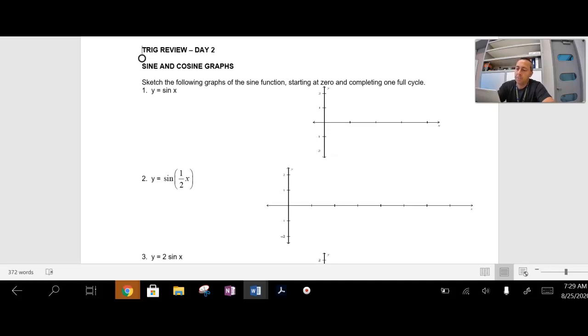So we'll start. With the trig review, day 2 is just about sine and cosine graphs, what they look like in general, and how we can manipulate them, stretching them vertically and horizontally, all that good stuff. What I'm going to have you do first is label this x-axis with 90 degrees along the unit circle: pi over 2, pi, 3 pi over 2, and then 2 pi.